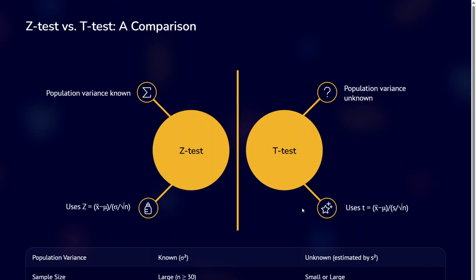Now, for comparing the z-test and t-test, the z-test is used when variance is known and the sample is large, and the t-test is used when variance is unknown, which is almost always the case. So in practice, most of the time we will be using the t-test.